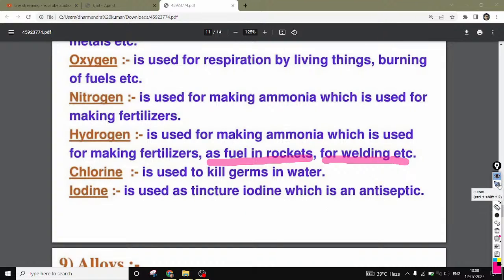And iodine is used as tincture. When some people get hurt or have any injury, they use this tincture of iodine, which is an antiseptic.